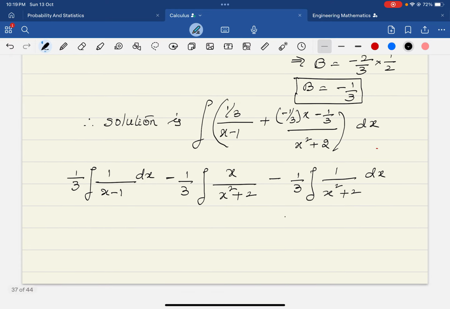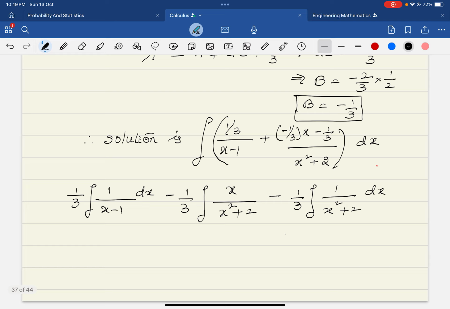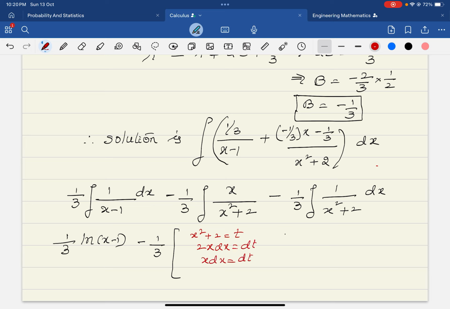Now, let us see one by one this integral. This integral gives you ln of x minus 1. No doubt in this, correct? Now, what about this integral? Let us see the pattern of doing. We will write x square plus 2 as t. Then 2x dx as dt. So, x dx becomes dt by 2.